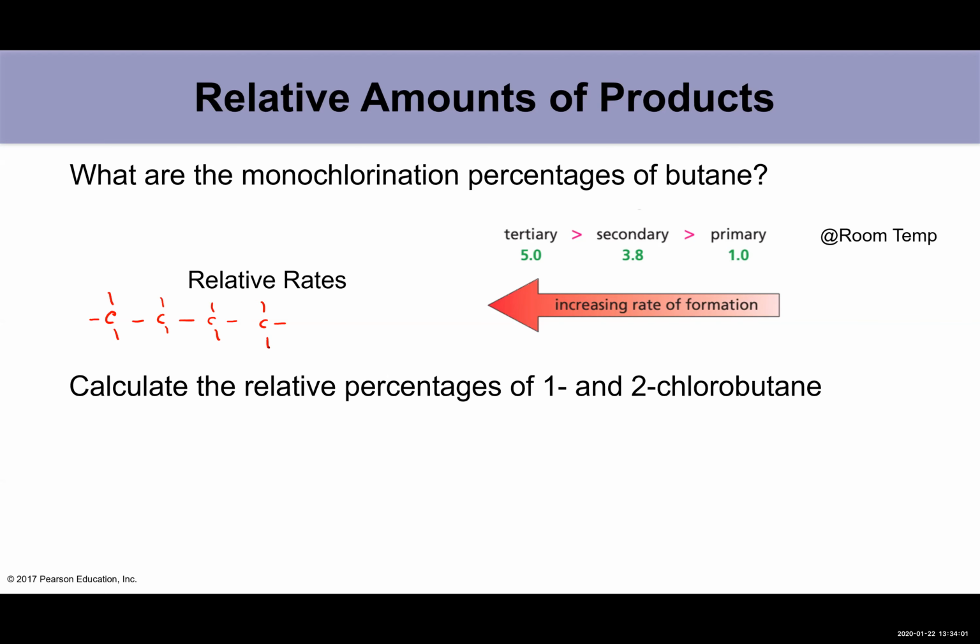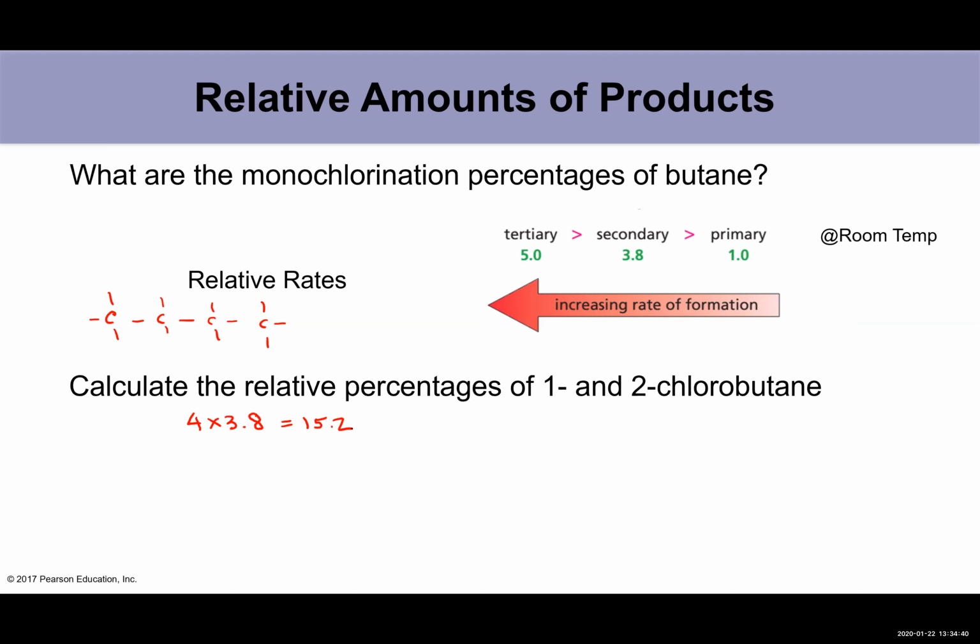So this is how you do the calculation for the percentages. There's 4 secondary carbons. So we're going to go like this, 4 times 3.8. So that's going to be 15.2, I think. Is that right? 4 times 3 is 12. 4 times 0.8 is 3.2. So 12 plus 3.2, yeah, so it's 15.2. So that's 15.2. That's the cumulative rate for all secondaries, okay?